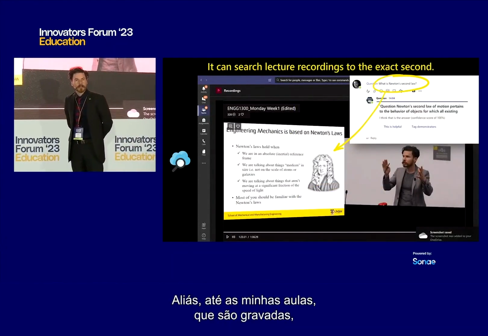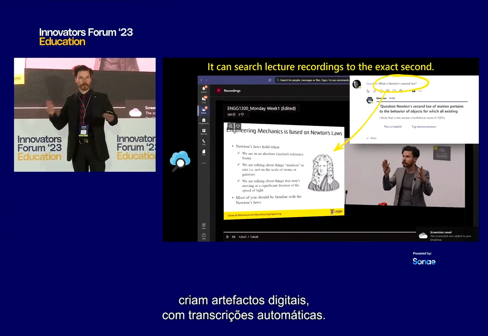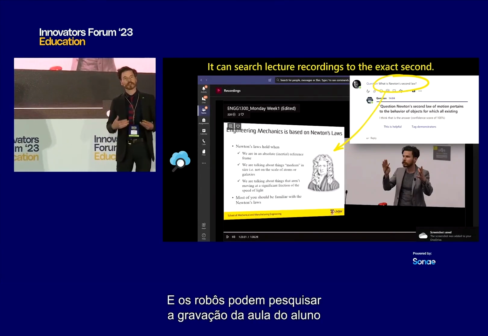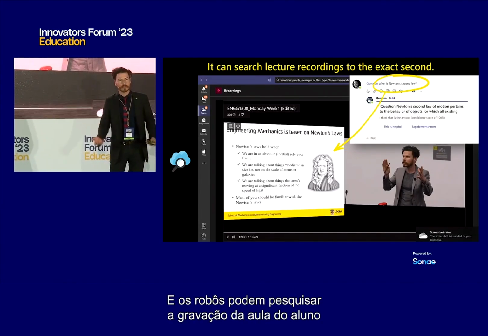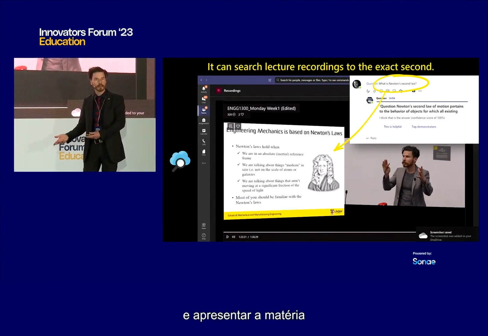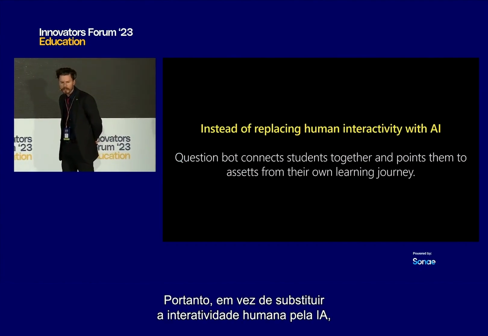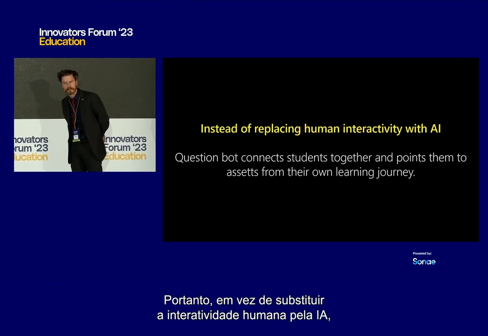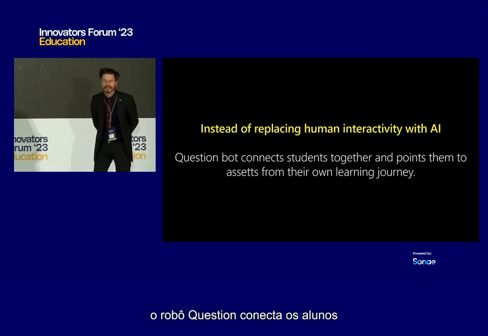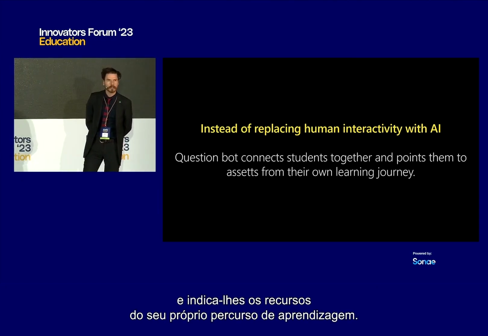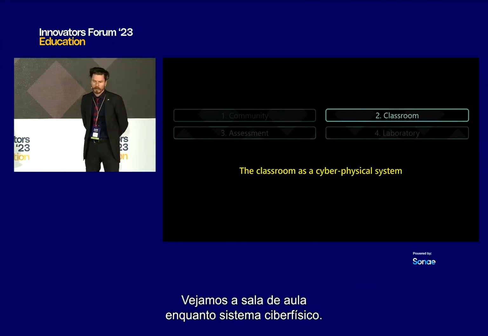In fact, even my lectures, which are recorded, we create digital artifacts. They have automatic transcripts, and the bots can search the recordings of the students' own class, and it can point them to their own material that happened within that learning community. So instead of replacing human interactivity with AI, QuestionBot connects students together and it points them to assets from their own learning journey. Let's look at the classroom as a cyber-physical system.